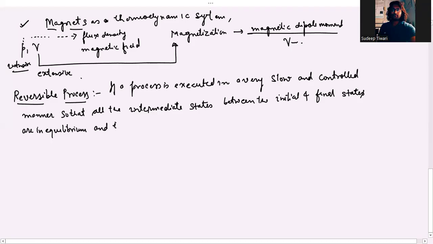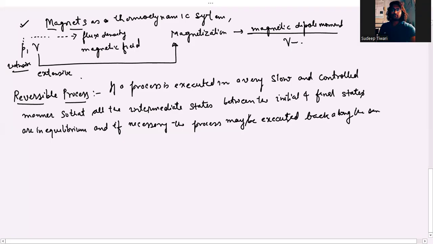And if necessary, the process may be executed back along the same equilibrium intermediate states, that is, these intermediate equilibrium states I'm talking of, from final to initial.